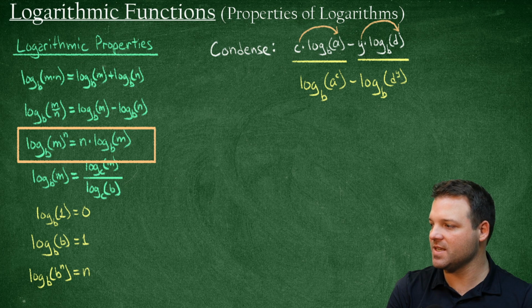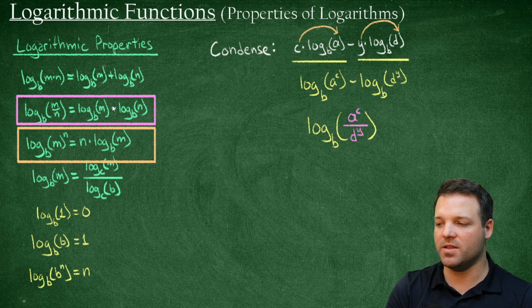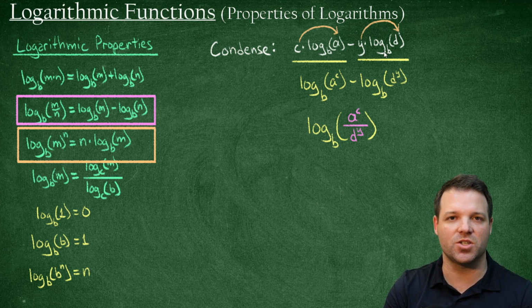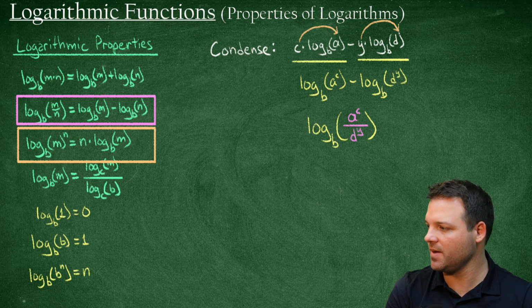All right, now let's condense this a little bit further. I'm noticing that this is subtraction now, so I can apply the quotient rule, because if I have log base b of something minus log base b of something else, then I can condense that into a fraction inside of the parentheses. So I end up with log base b of a to the power of c, divided by d to the power of y. And that's it. That is the answer to this problem. We have taken this expanded expression, applied our properties, and condensed it as much as possible.